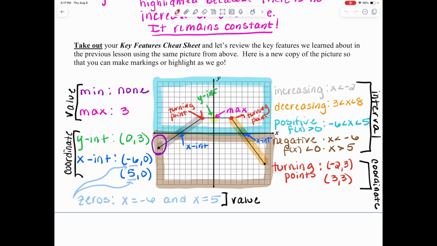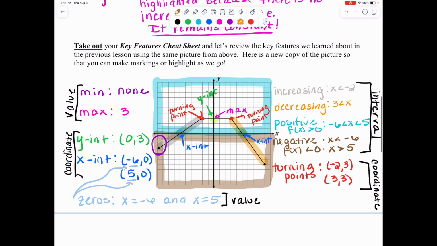Then we know from up above increasing and decreasing already. We already had those answers. X is less than -2 and 3 is less than x, which is less than, let me fix this. This should be 9. And then we have positive, which would be the top portion of the graph. You're going to use those x value cutoffs, which are here and here, to help you realize that that should be from -6 is less than x is less than 5.